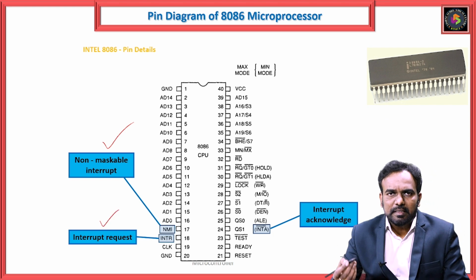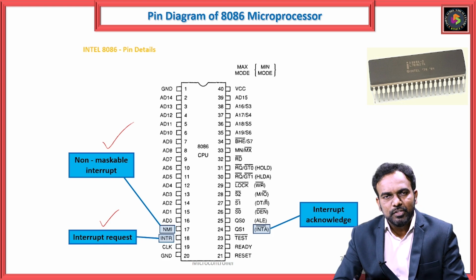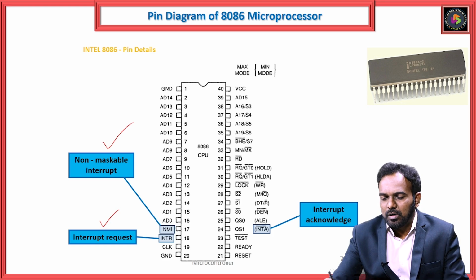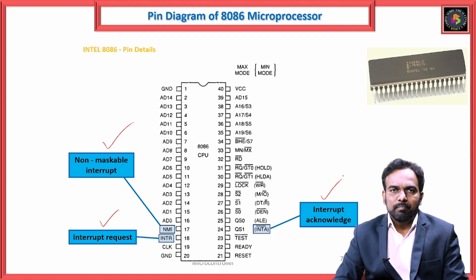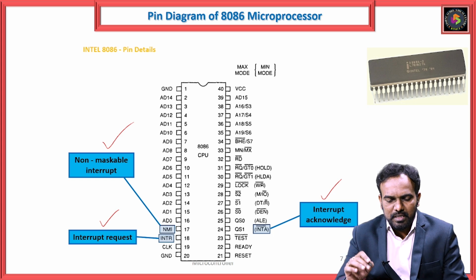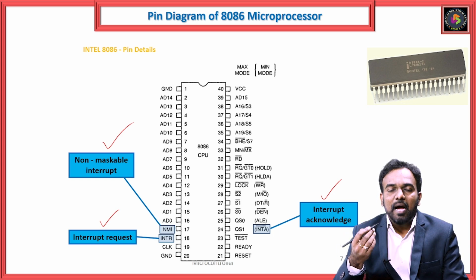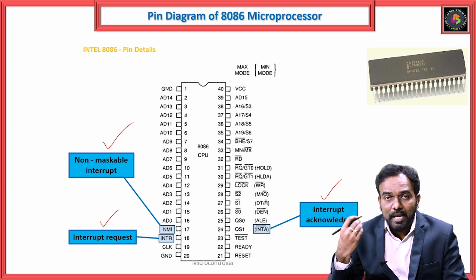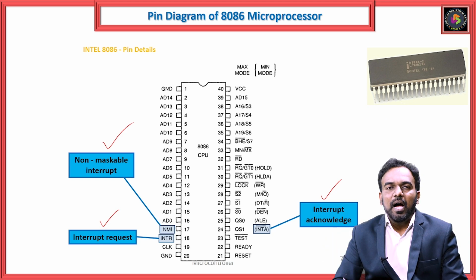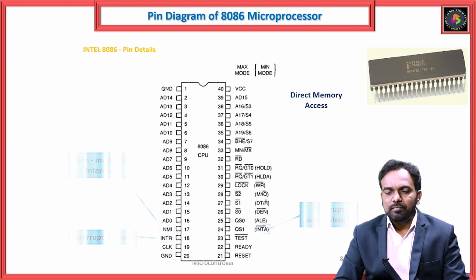After execution of the interrupt, to give the acknowledgement, there is one more interrupt pin available in the 8086 microprocessor. That pin is called the interrupt acknowledgement pin. Totally 3 interrupt related pins are available. For non-maskable interrupt operation, the NMI pin is available. For interrupt request operation, the INTR pin is available. For interrupt acknowledgement operation, the INTA pin is available in the 8086 microprocessor.